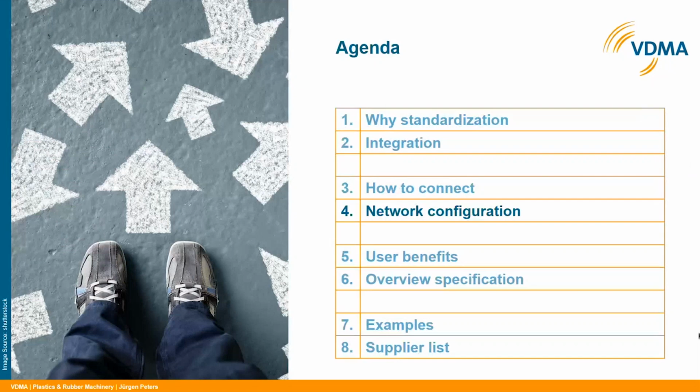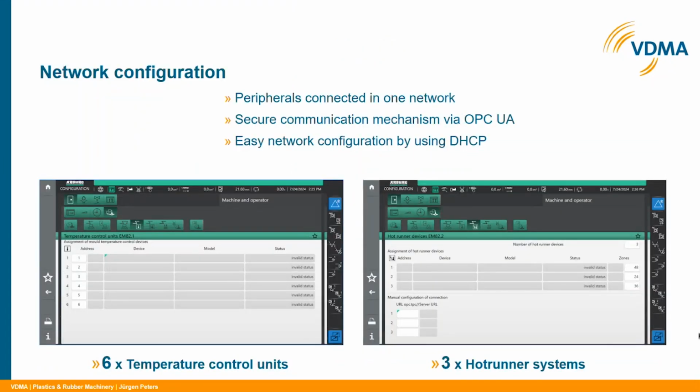So what about the network configuration? This was the next challenge. How could we easily connect several devices in one network? Because our customers and users are no network specialists. For this, we needed a practical and easy solution. And all peripheral devices should be in one network. Also after many discussions in the working groups, we defined to use DHCP for an easy network configuration.